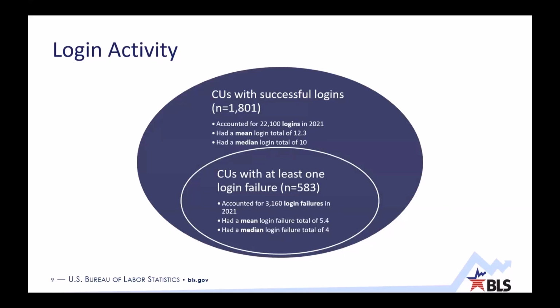And then the smaller subset bubble contains those consumer units with a successful login, but also login failure. They were associated with about 3,160 login failures with an average of 5.42 and a median of 4 per user. This left about 2/3 of that larger group that had a successful login, but never had any login failure. So we see it was kind of contained to 1/3 of that larger group.